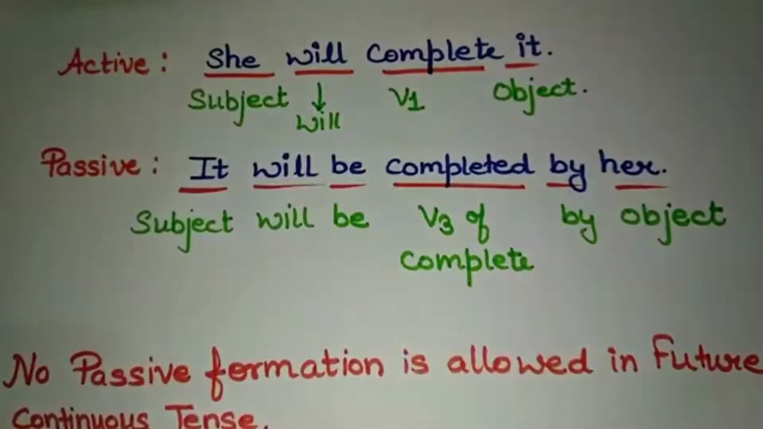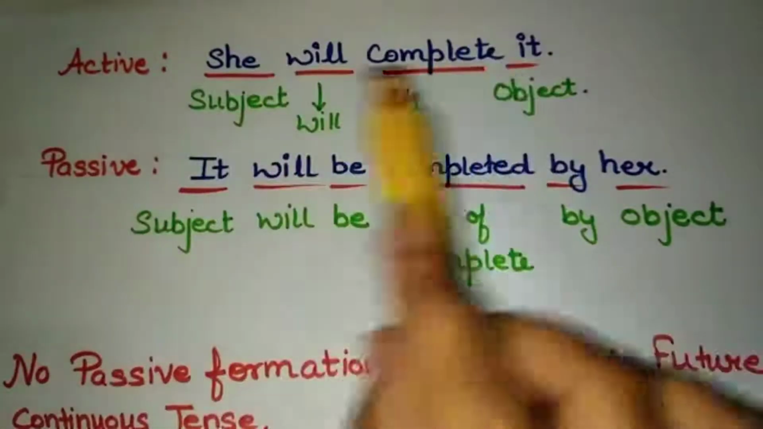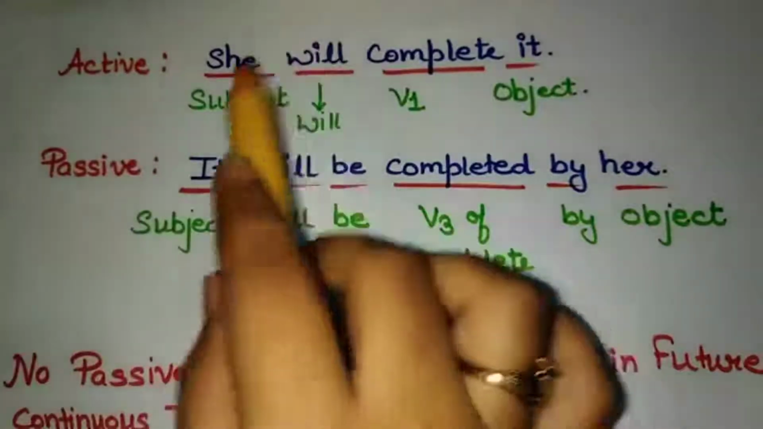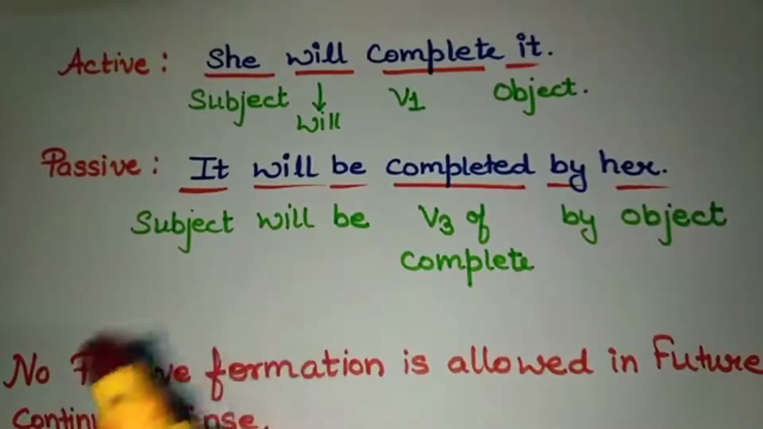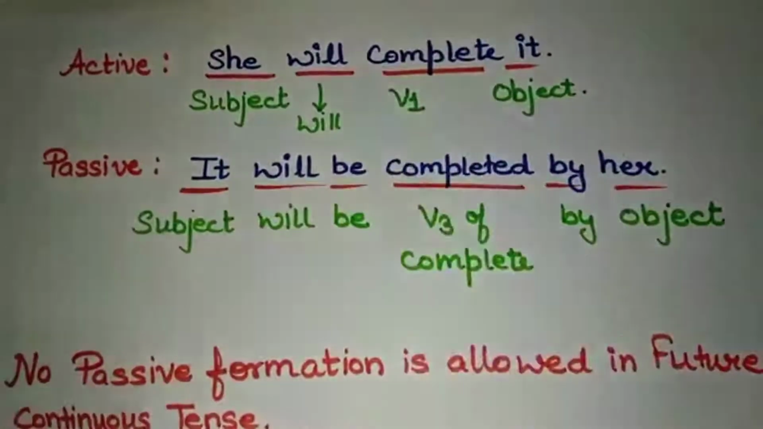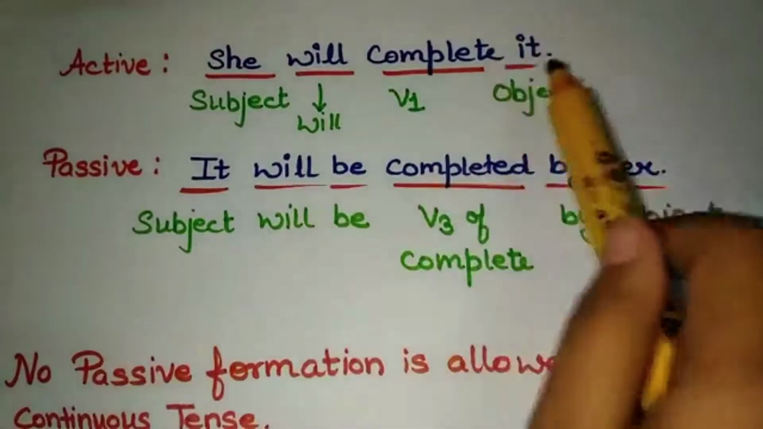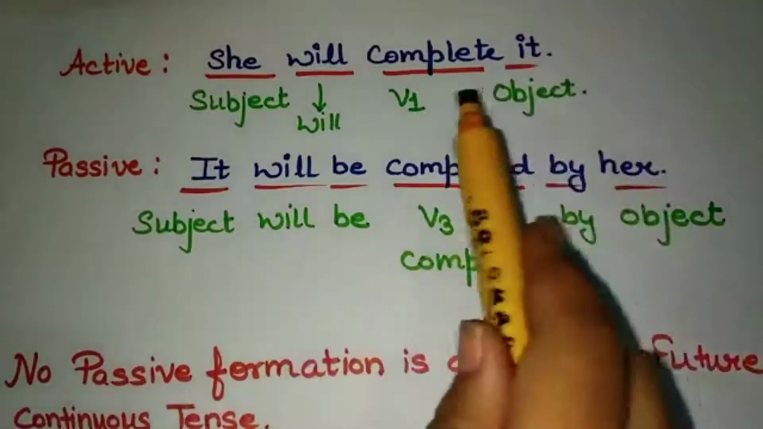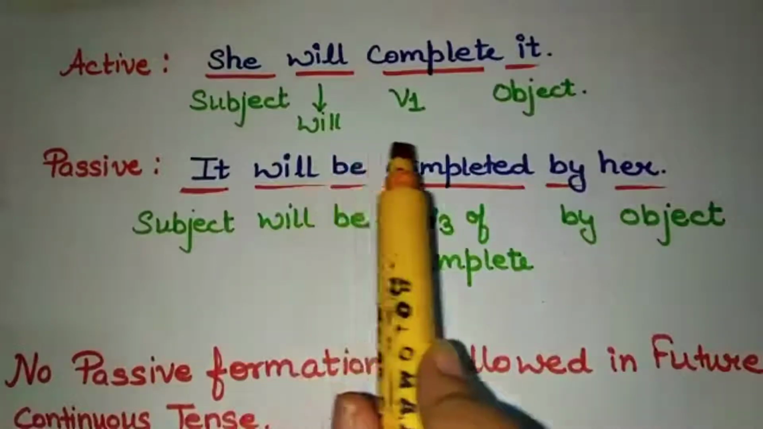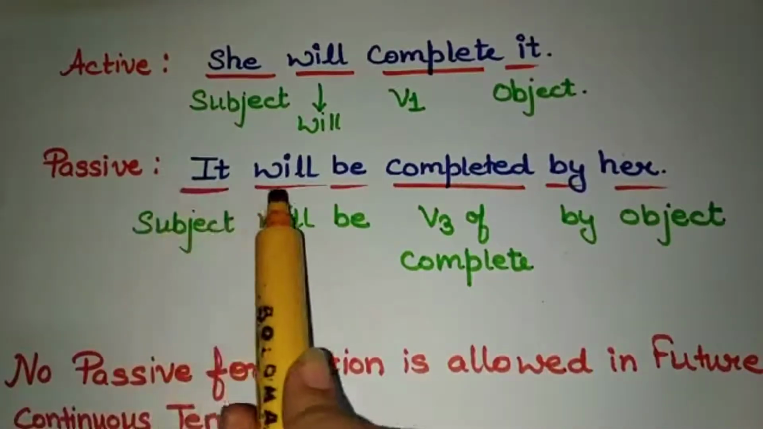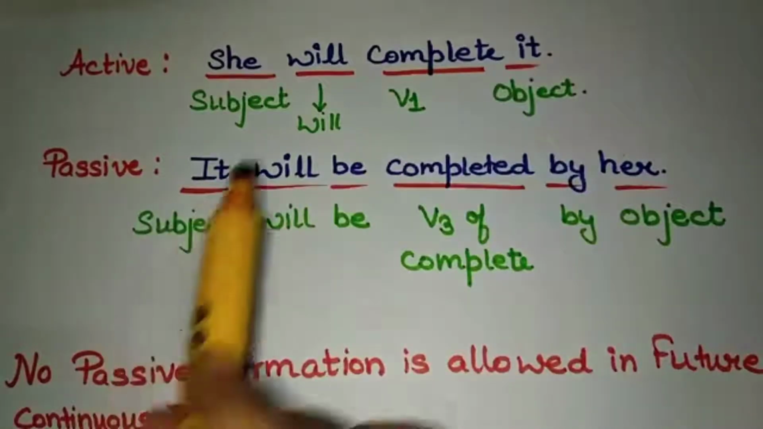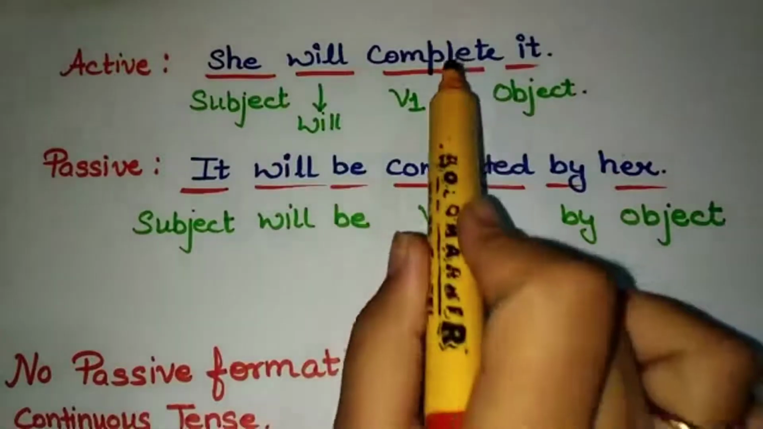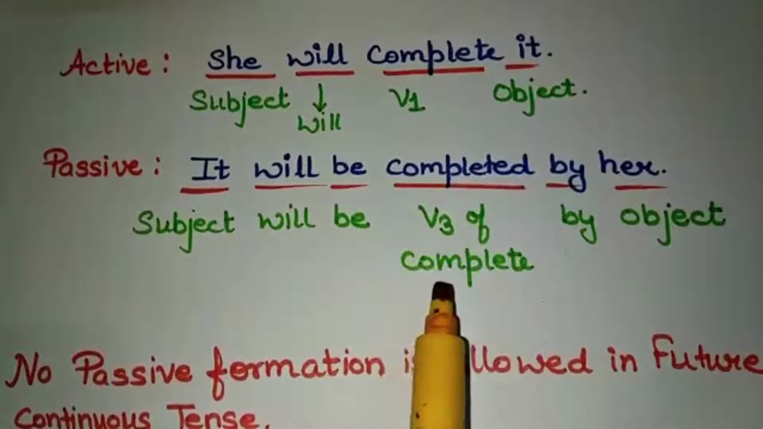See, this is a future indefinite sentence like, she will complete it. Here she is the subject, will, because we have used a singular subject, and the sentence is in future, so will complete is the first form of verb complete, and it is acting as object here. This is active form. Now this sentence in passive form will be like, it will be completed by her. So this it is now the subject, this will becomes will be. Completed is the third form of verb complete, and then comes by and an object.